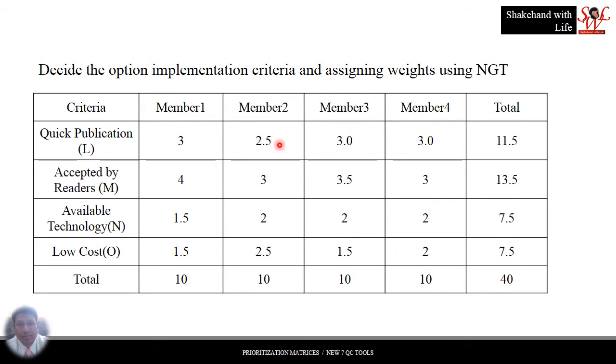Now sum up the scores of all team members given to the first criterion, and it is 11.5. Summing up the score for accepted by readers, this criterion is 13.5, for available technology it is 7.5, and for low cost it is 7.5. So the weights for individual criteria can be decided by this means. This tool is known as NGT, Nominal Group Technique.